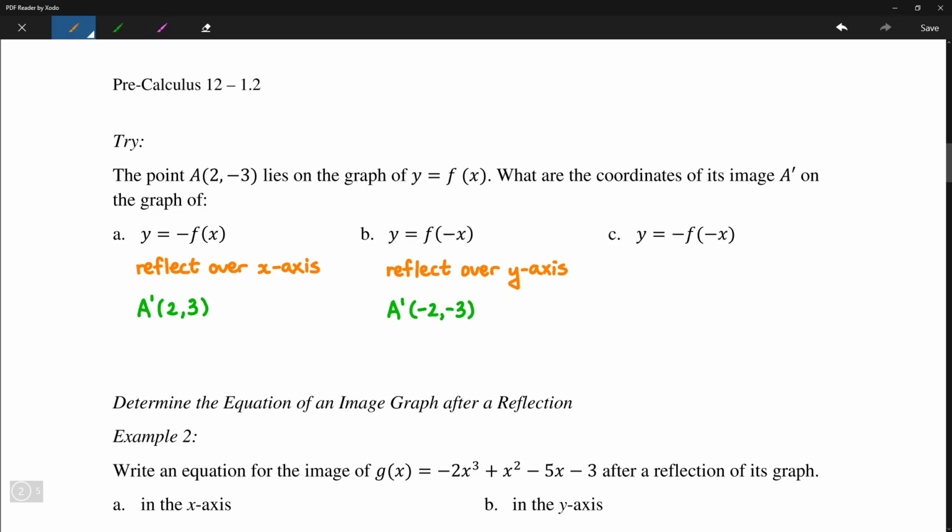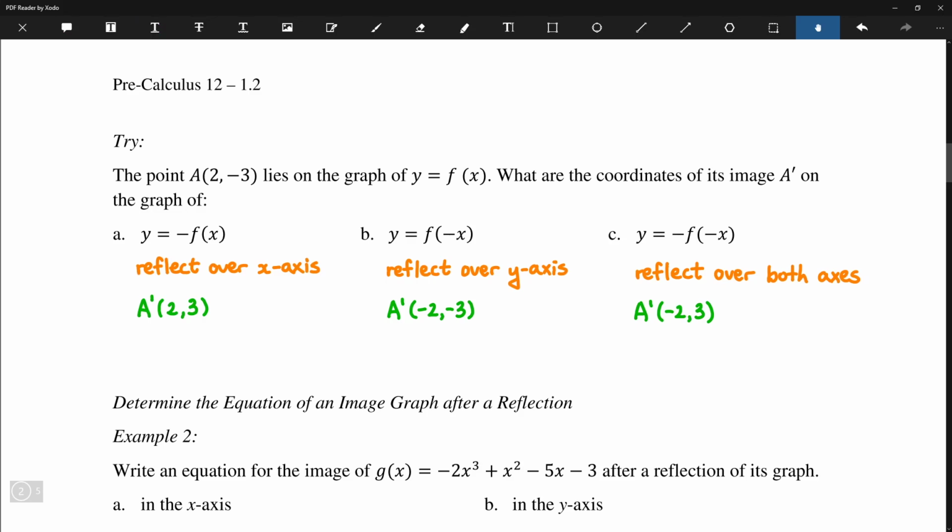And finally, this one is new. Example C, this is reflected over both axes. So both the x and y values will change. So this would be C prime with coordinates -2 and +3.